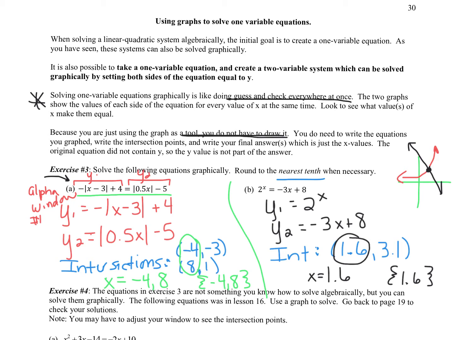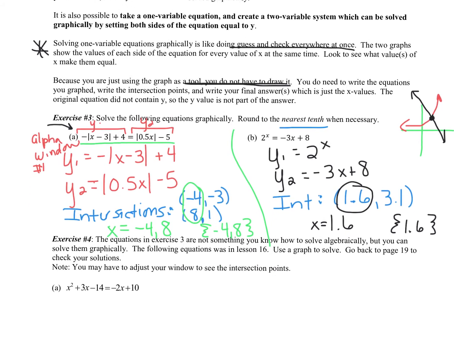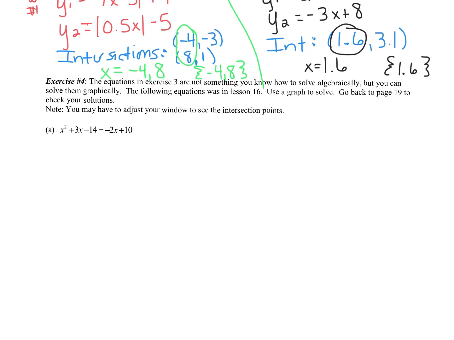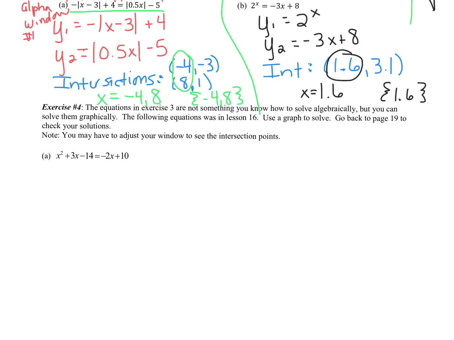So moving down to the bottom of the page, exercise 4 is actually something that we already did algebraically back in lesson 16. So it says the equations in exercise 3, what we just did, are not something you know how to solve algebraically, but you can solve them graphically. The following equation was in lesson 16. We're going to use a graph to solve, and then go back to page 19 to check your solutions. You may have to adjust your window to see the intersection points.